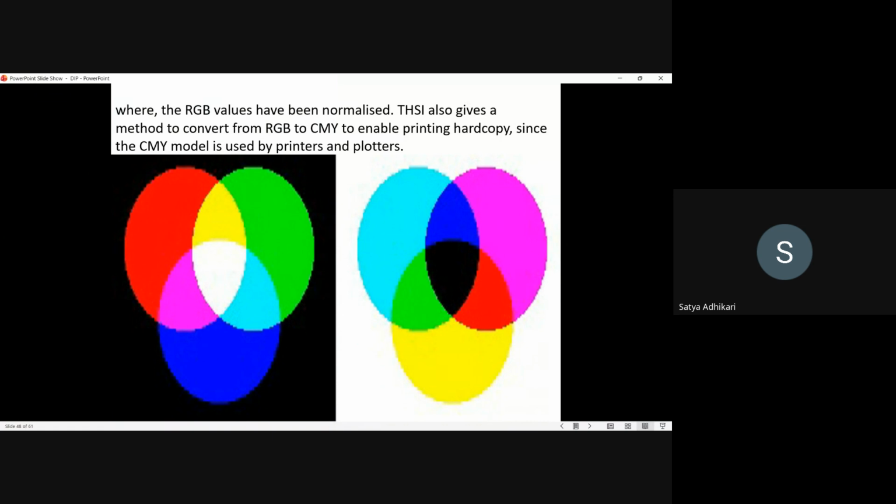where the RGB values have been normalized. It also gives a method to convert RGB to CMY to enable printing hard copy. Since the CMY model is used by printers, you see the white color in the left hand side image is converted to black. That is subtracting from 1. That is 1 minus 1 is 0. So 0 is the black color.